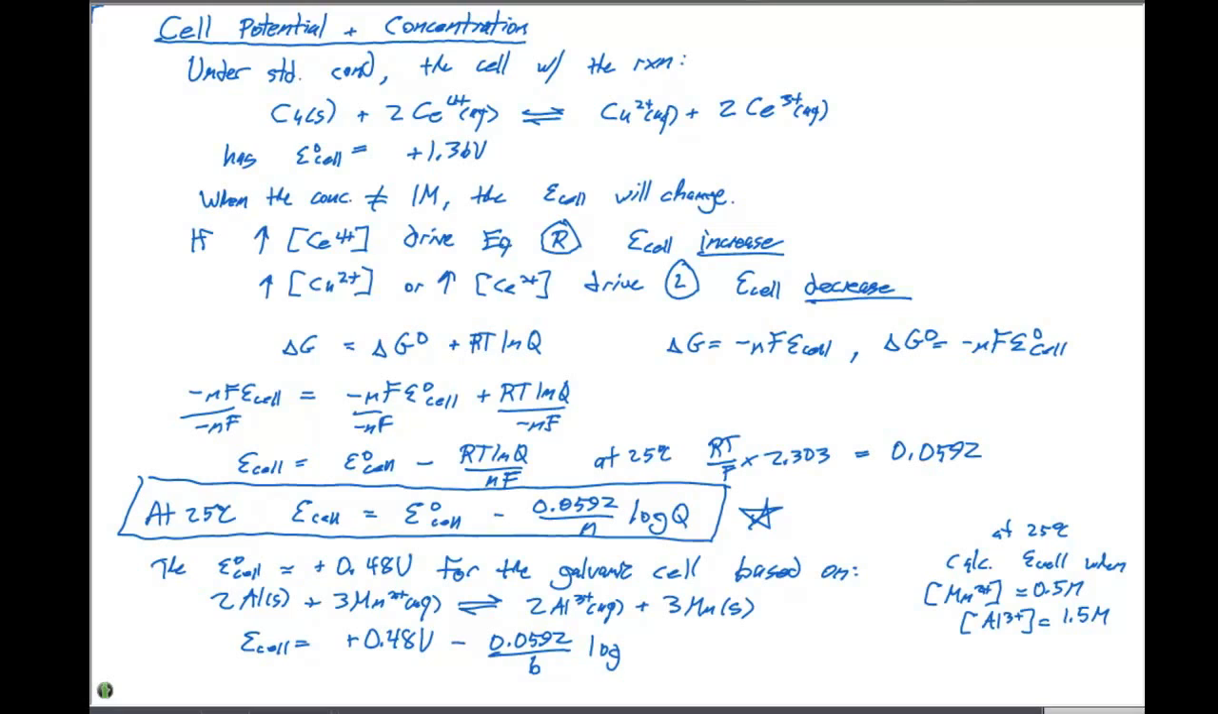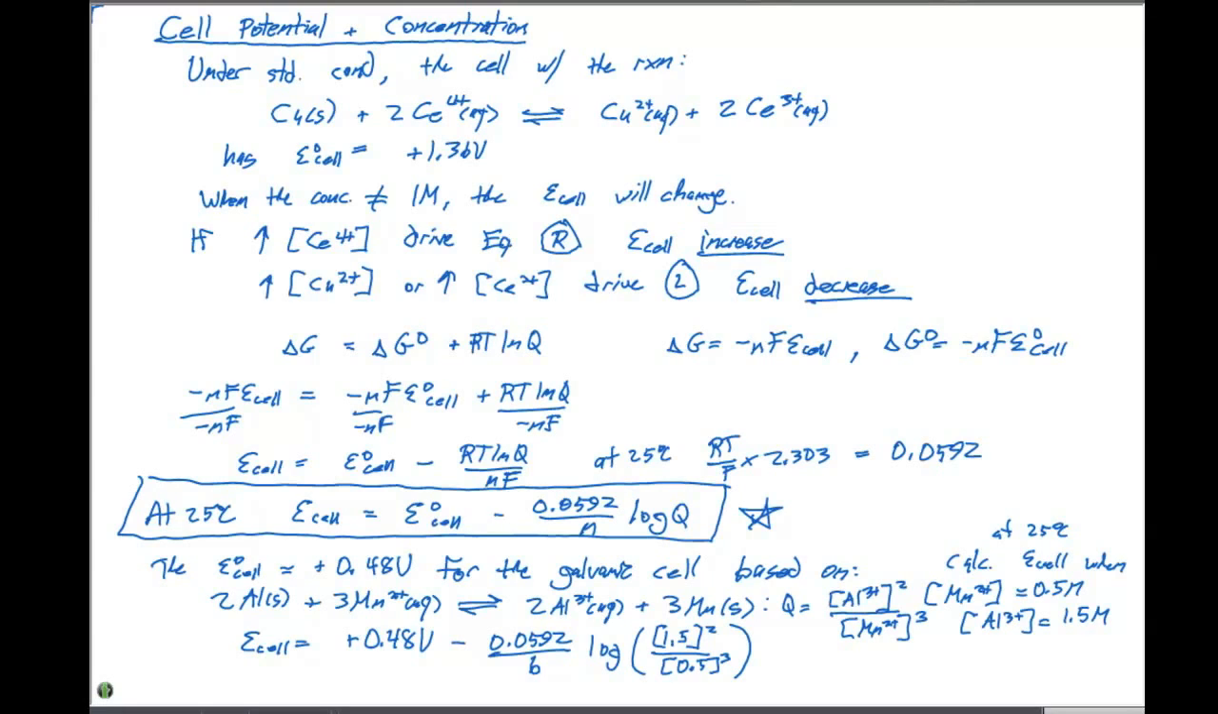In this particular case, for this reaction, Q is going to be the concentration of aluminum 3+ squared divided by the manganese 2+ to the 3rd power. So when we take the log of Q, that's going to be the log of 1.5 squared divided by 0.5 to the 3rd power.